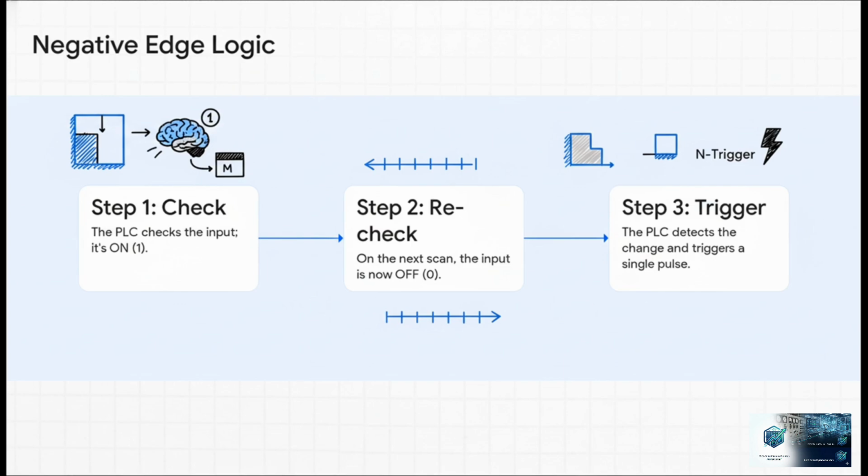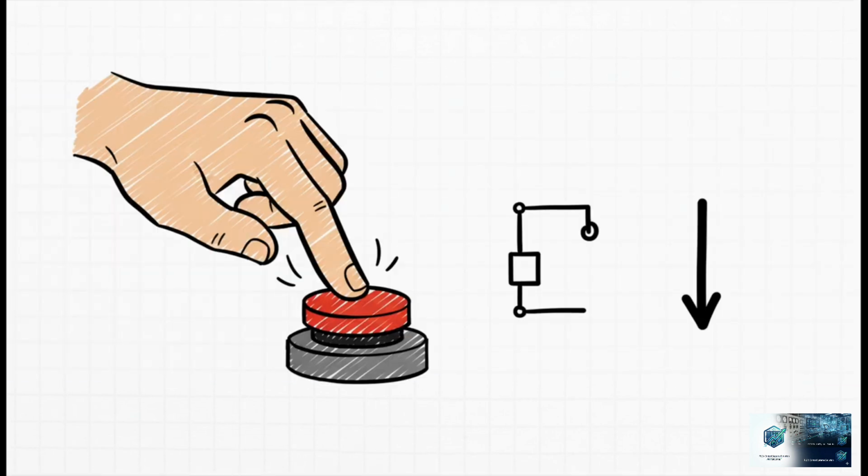The PLC is scanning the input, it sees, okay, the input is on, it's a 1. It remembers that. On the next scan, it checks again and finds, oh, now it's off, a 0. By comparing that new state to the one it remembered, it spots the change, and that's when it triggers the N trigger pulse. And this just beautifully completes the entire action, doesn't it? If the positive edge is the press, then the negative edge has to be the release. It captures that exact moment you lift your finger off the button and the signal disappears.